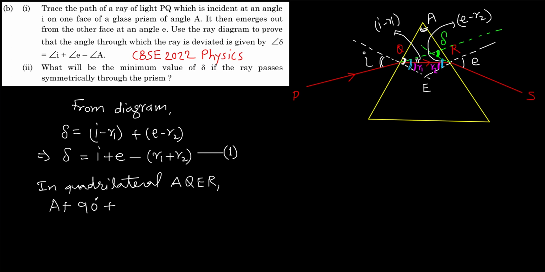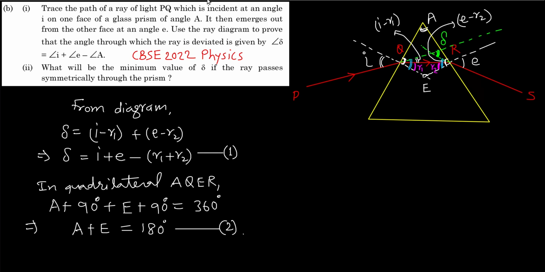So A plus 90 degrees plus this angle E plus again this 90, because this is again a normal, and this total angle sum must be equal to 360 degrees. So from here you can write angle A plus E is equal to 360 minus 90 plus 90, which is 360 minus 180, that is 180 degrees. So this is your equation number 2.